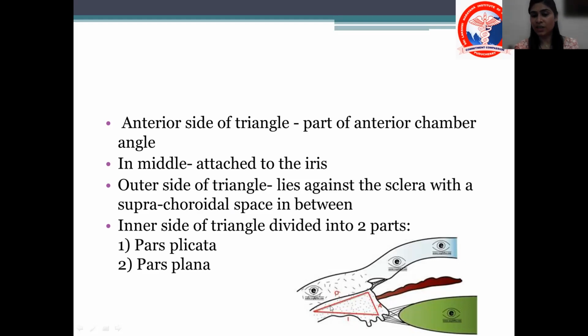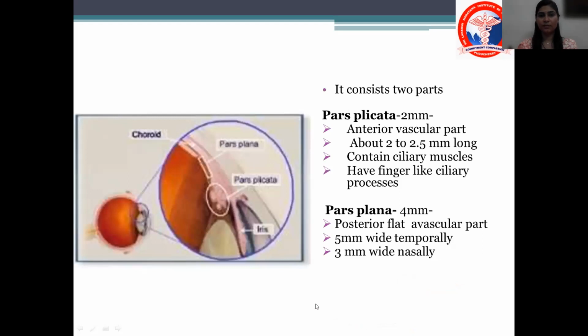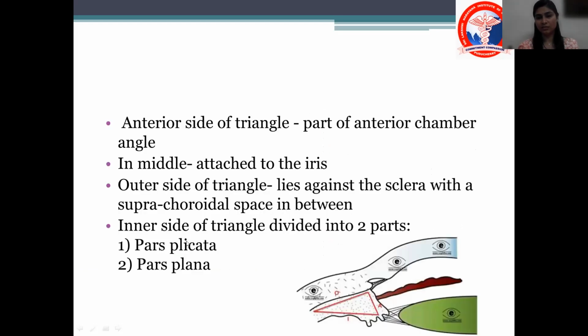So the ciliary body is a triangular shaped structure in a cut section which has three sides: the anterior side, the outer side, and the inner side. The inner side is divided into pars plicata and pars plana. The pars plicata is the anterior vascular part, about 2 to 2.5 mm long, and it contains the ciliary muscle and has finger-like projections.